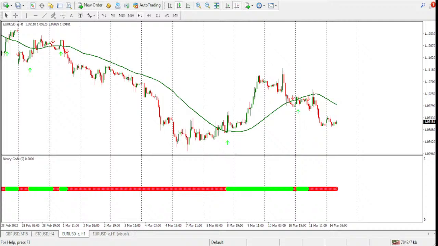So I'd like us to start our analysis with the chart on my screen. I'm using three indicators.